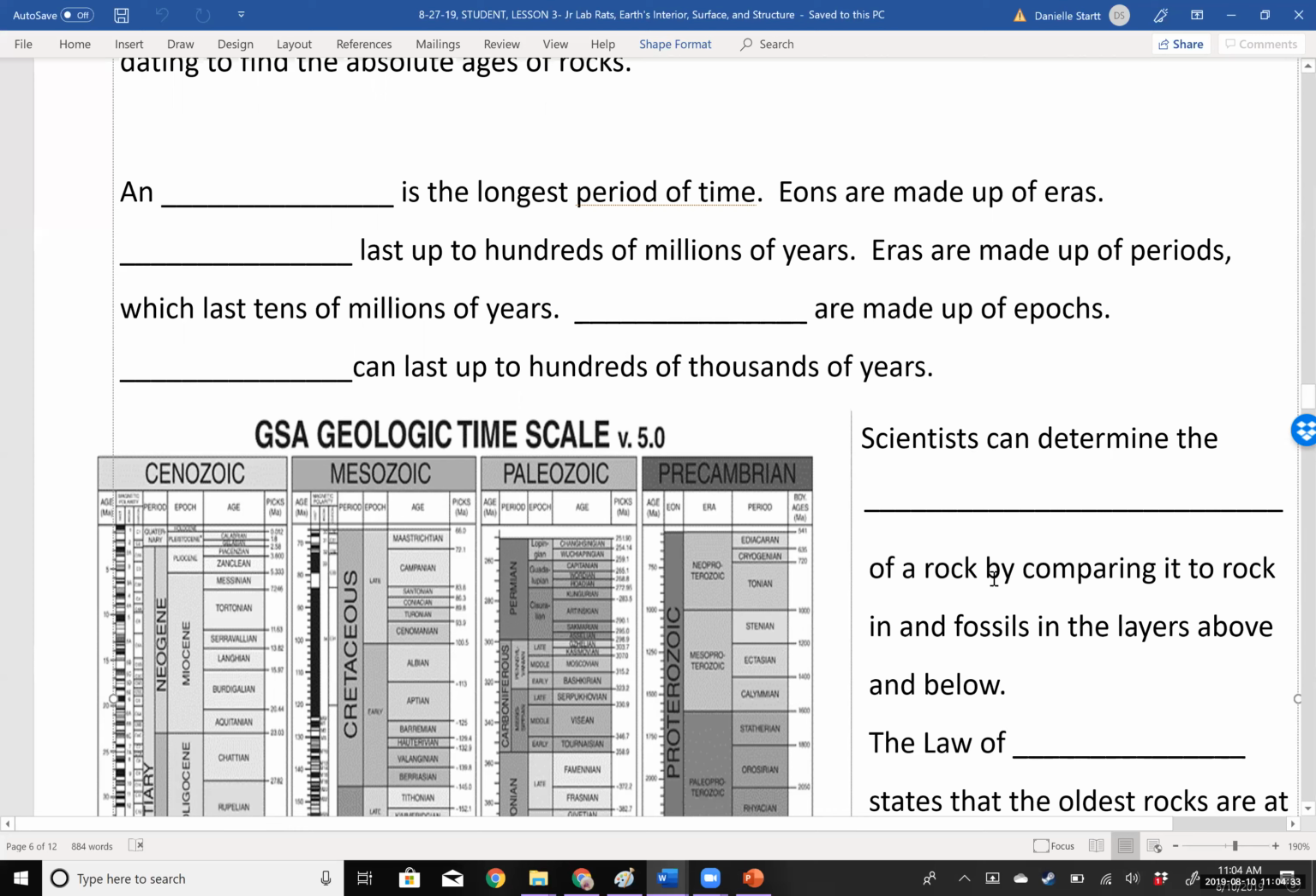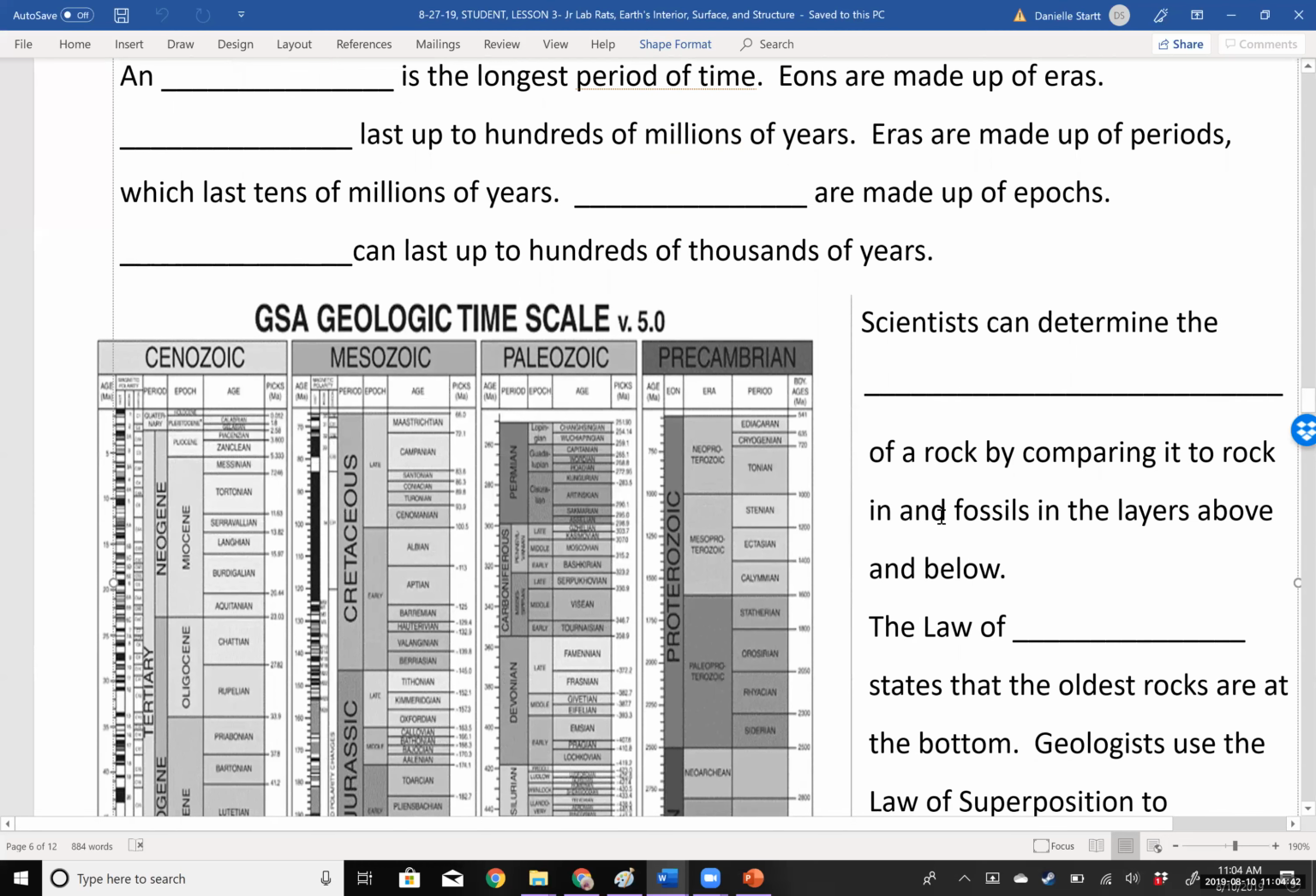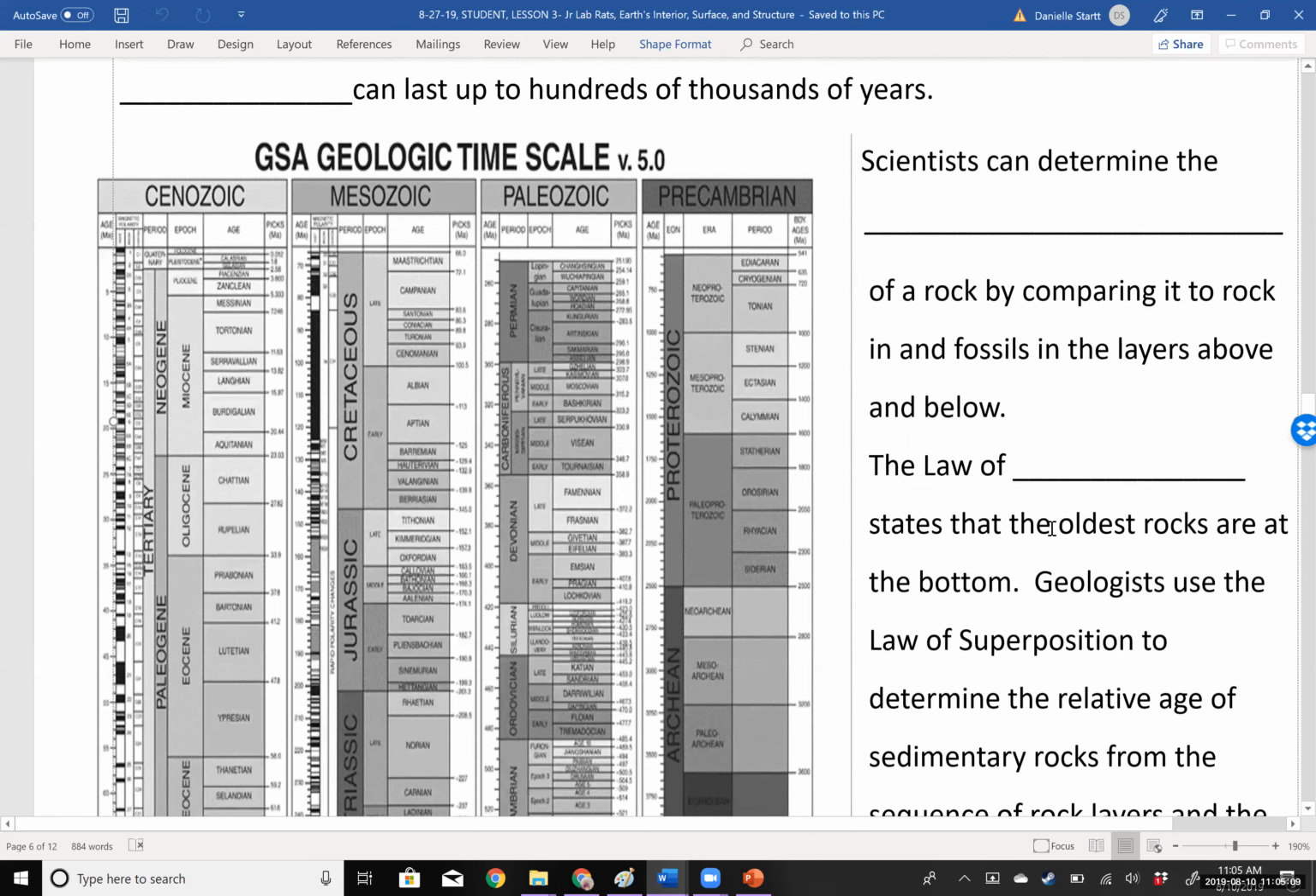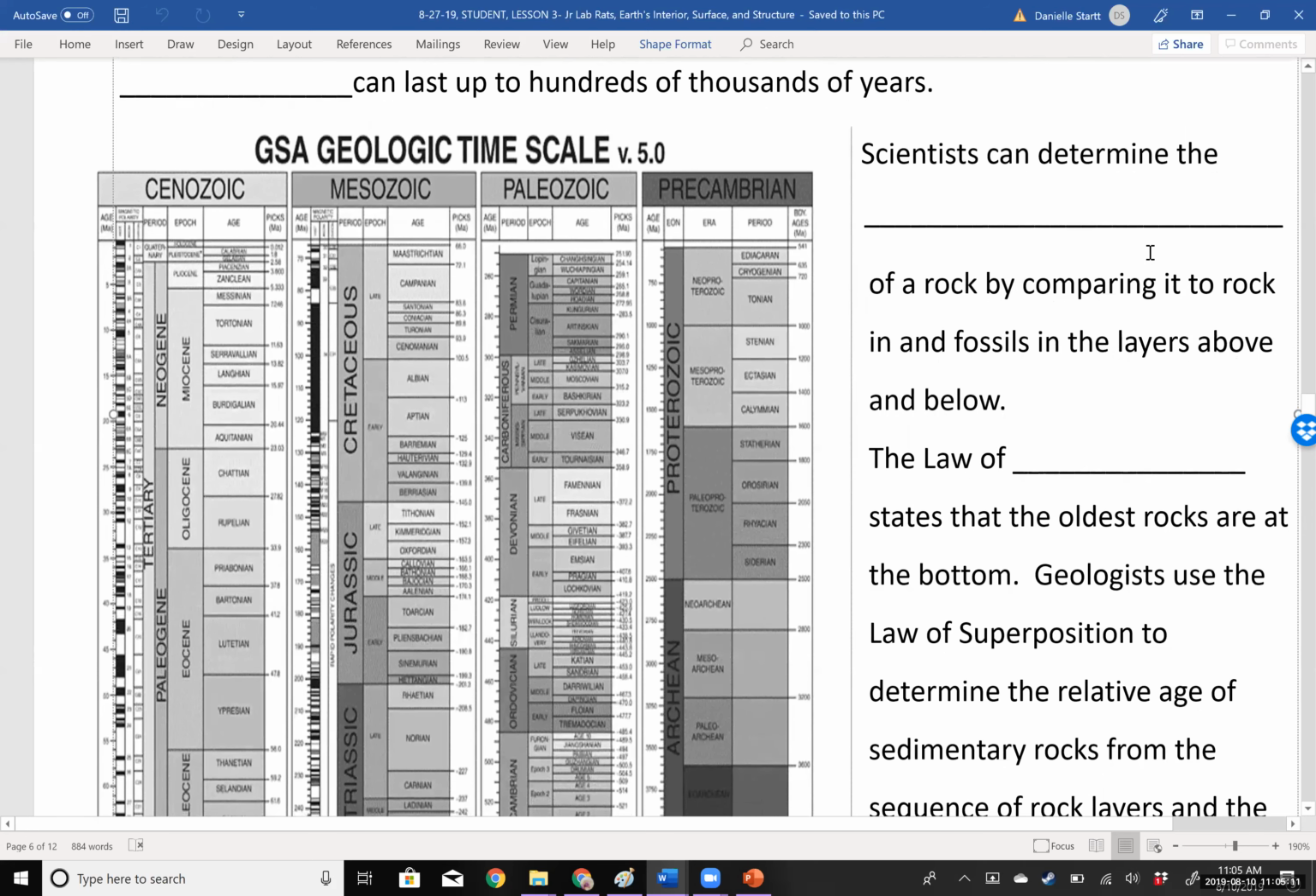Scientists can determine the blank of a rock by comparing it to rocks in fossil layers above and below. So there's a little typo that, sorry, I found it. So scientists can determine the blank of a rock by comparing it to rock and fossils in the layer above and below. So when you're looking at a rock layer and you've got rocks above it, rocks below it, and fossils in it, you can use that to determine the blank of a rock. It has something to do with age, but it's not just age, it's specific.